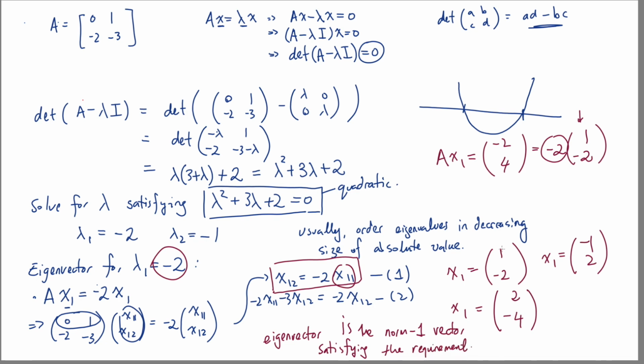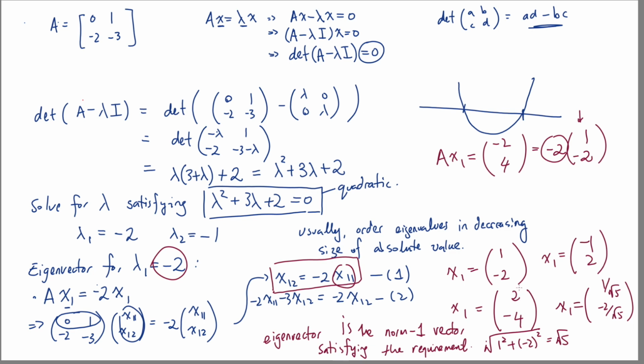Okay, that means that we want the length of the vector to be 1, and that gives us a way of having a unique eigenvector. So what is the length of x1? Well, it's going to be the square root of 1 squared plus -2 squared, so that's square root of 5. And so we can take x1 to be 1 over square root of 5, minus 2 over square root of 5. Now you should check for yourself that if you look at the length of x1 now, it's going to be a length 1 vector.